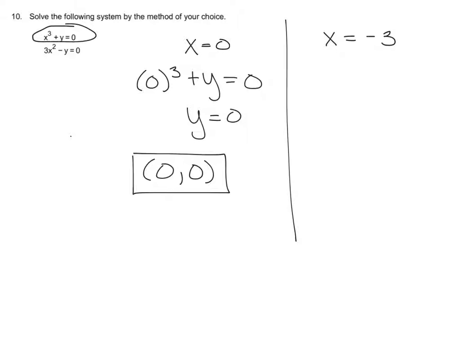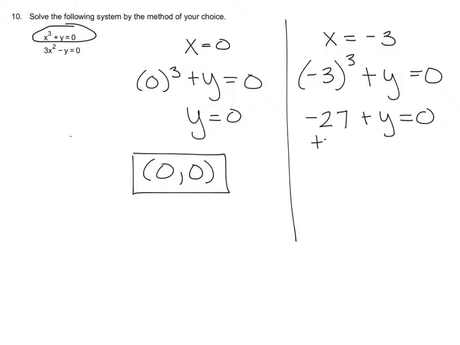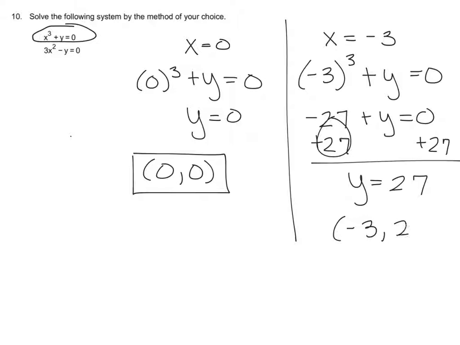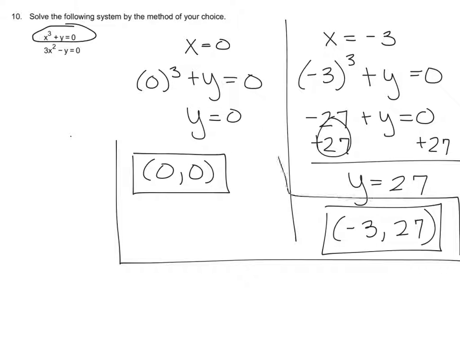Next, I'll plug in x equals negative 3, and I'll plug this into my first equation. So I have negative 3 cubed plus y equals 0. Negative 3 cubed is negative 3 times negative 3 times negative 3. That gives me a negative 27. Now I'll add 27 to both sides, and we're left with y equals 27. So my second solution is (negative 3, 27). And my solution set is both of these ordered pairs, (0, 0) and (negative 3, 27).